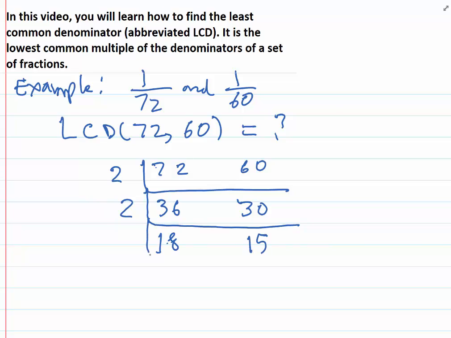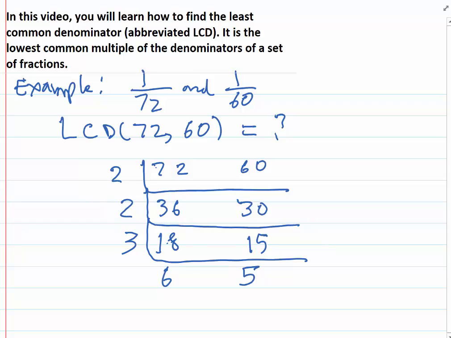Let's continue the process and ask the same question. What is the smallest prime number, starting with 2, that would go into 18 and 15? Would 2 work here? Well, 2 works for 18, but it doesn't work with 15. 15 is not divisible by 2. So I'm going to try 3. Would 3 work? Yes. 3 is a prime number. It goes into 18 how many times? 6 times. 18 divided by 3 is 6. And 3 goes into 15 how many times? 5 times. 15 divided by 3 is 5.